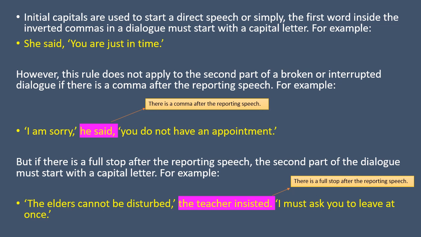The next one is initial capitals are used to start a direct speech, or simply the first word inside the inverted commas in a dialogue must start with a capital letter. For example, she said, "You are just in time." Okay, so you could see that the first word inside inverted commas or speech begins with a capital letter.